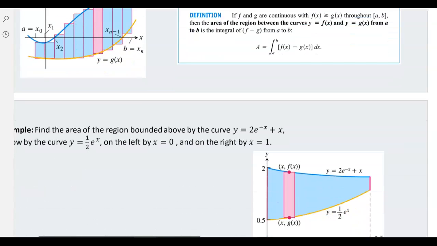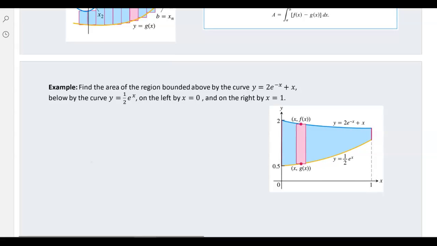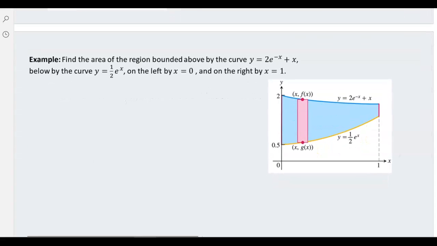Let's look at two examples. In this example, we want to find the area between a curve above, 2 times e to the negative x plus x, and the lower curve, 1/2 e to the x, and bounded between the y-axis, where x equals 0, and then the line x equals 1.